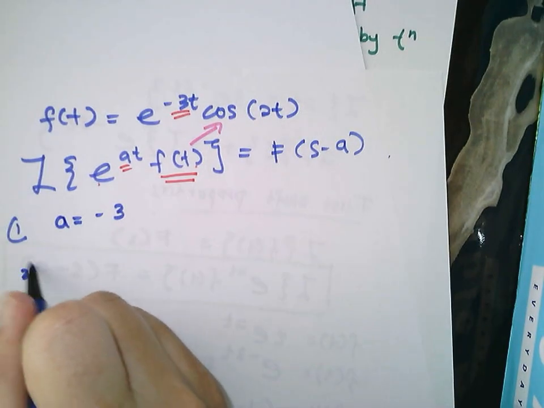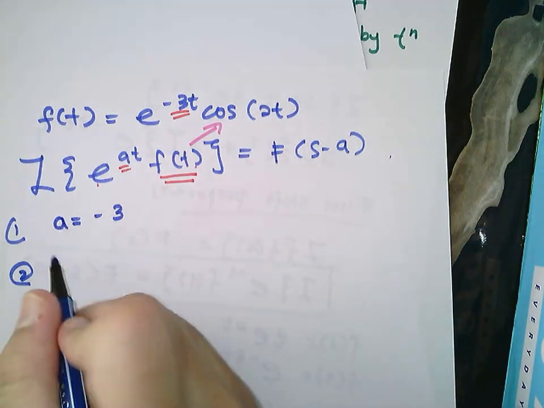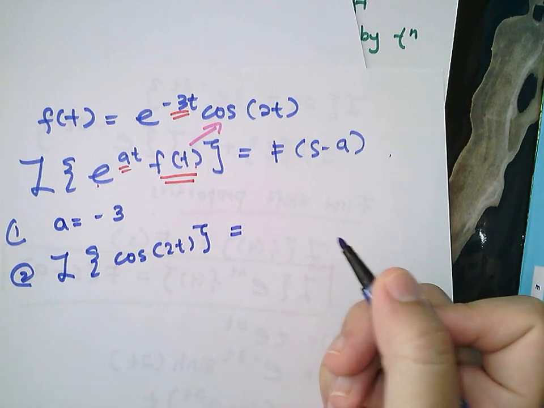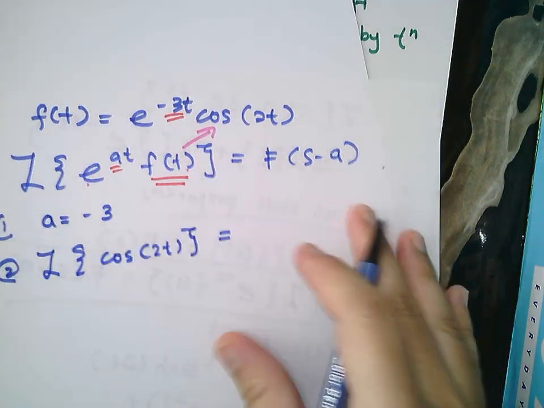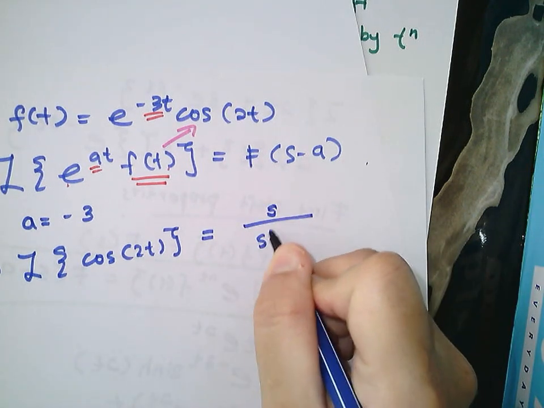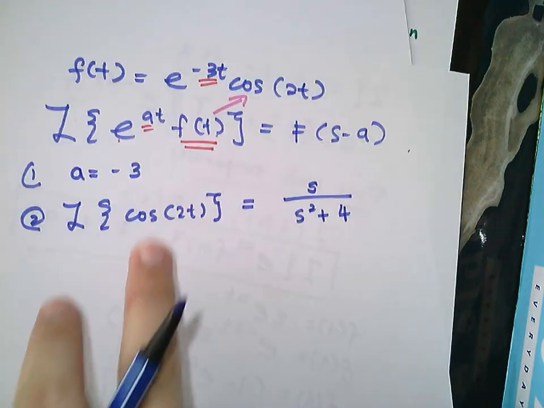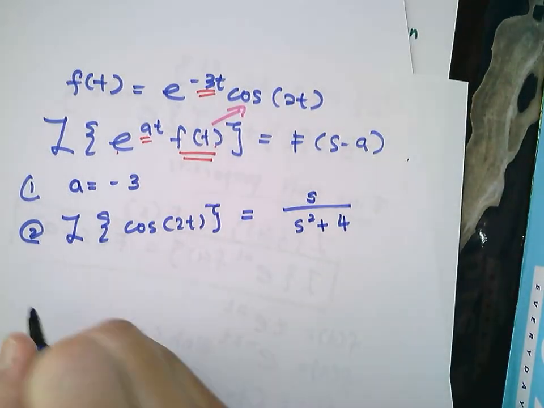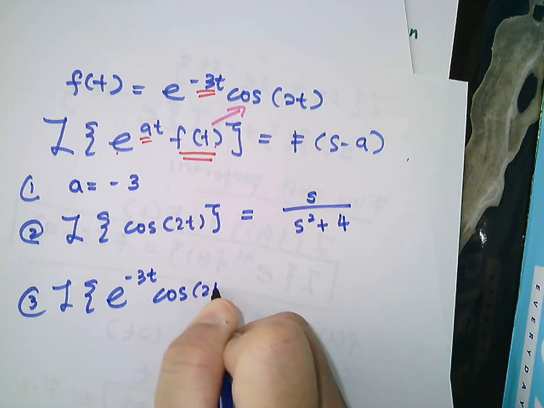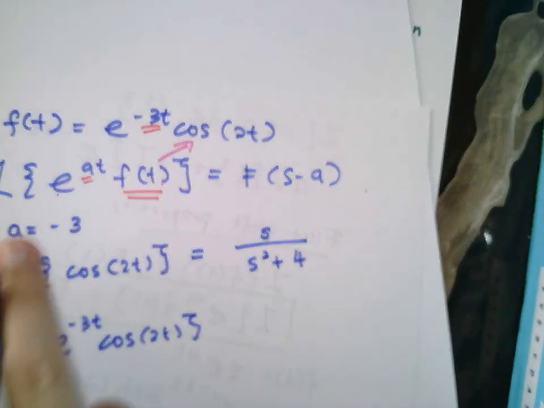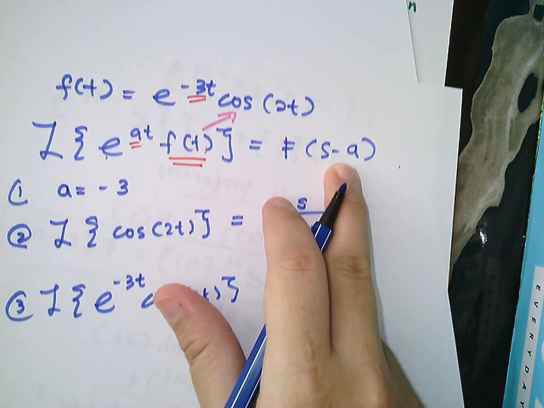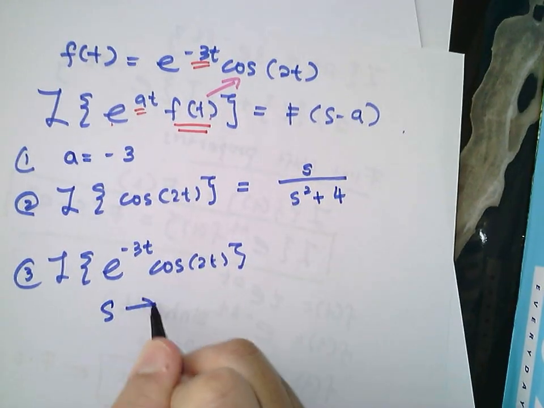So the next step is to find the Laplace of cos 2t. You will have Laplace of cos 2t is equal to, directly from the table of Laplace transform, s over s squared plus 4. But this is the Laplace of cos 2t. What you need is the Laplace of exponent negative 3t cos 2t. So what you need to do is substitute s with s minus a. Okay, so you have to change from s to s minus a.